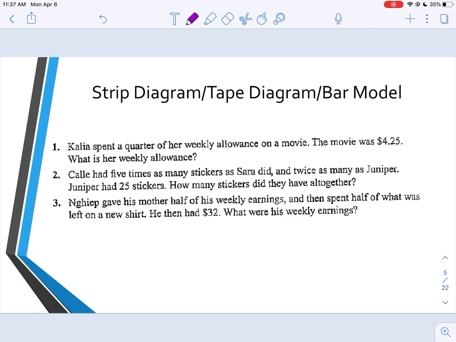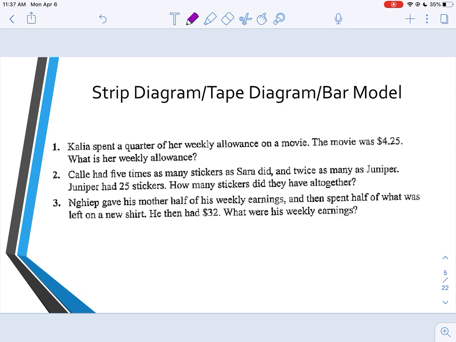Hi. As we take a look at these first ones, they are going to start where you probably wouldn't need a strip diagram or algebra to solve, but as it gets increasingly more difficult as we go along here.